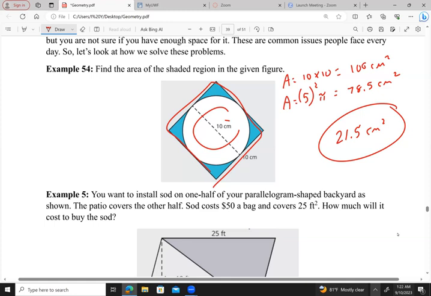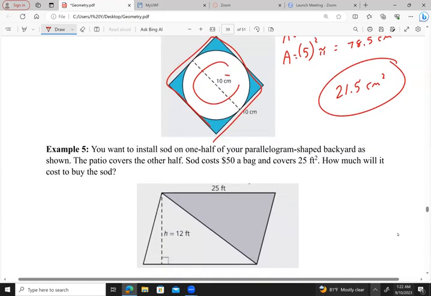You want to install sod on one half of your parallelogram shaped backyard as shown. Patio covers the other half. Sod costs 50 cents a bag and covers 25 square feet. How much will it cost to buy the sod?